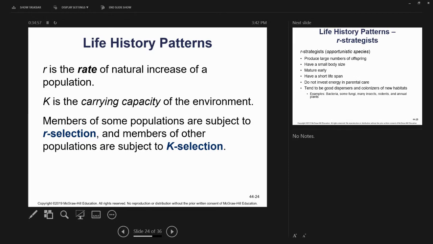To look at life history patterns, we can have R strategists. So R strategist, R refers to the rate of natural increase in populations. And we can have K strategists. So K strategist, K refers to the carrying capacity. So some populations are subject to R selection or have an R strategy toward life. They're going for rapid increase in population. Other populations are K selected. They're shooting for this nice, stable, let's reach that carrying capacity and just let things ride.